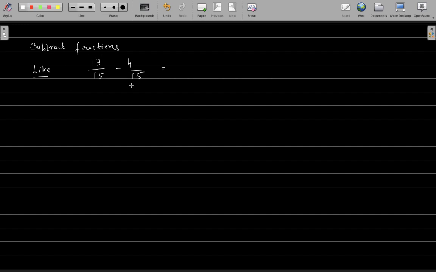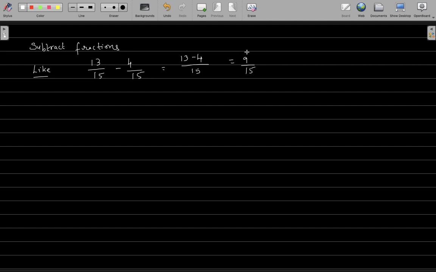Now because they are like fractions, that means to say they have the same denominator, we keep the denominator as it is and subtract only the numerators. That is, apply this mathematical operation of subtraction only to the values of numerator. That should give you 9 upon 15.